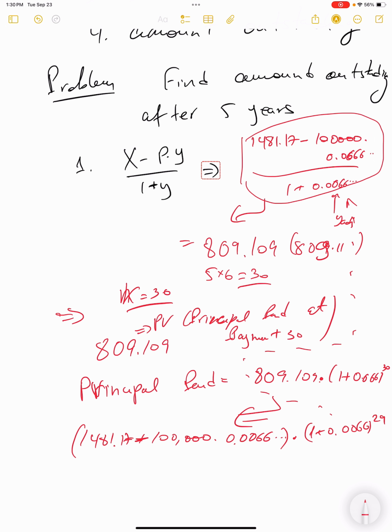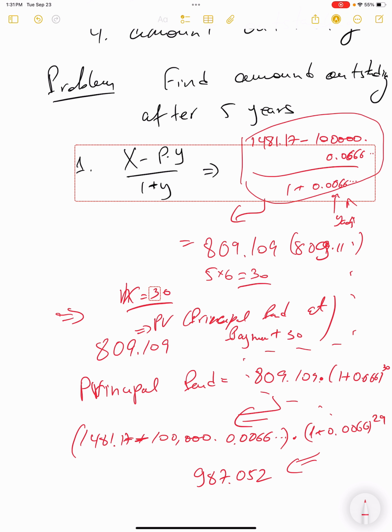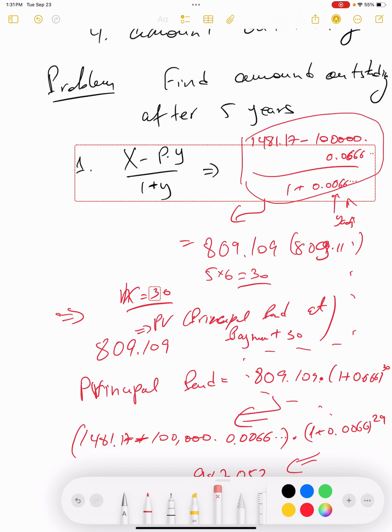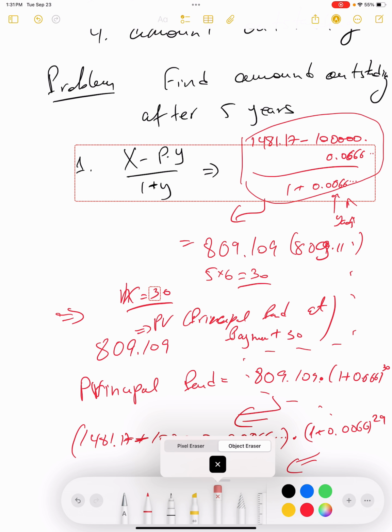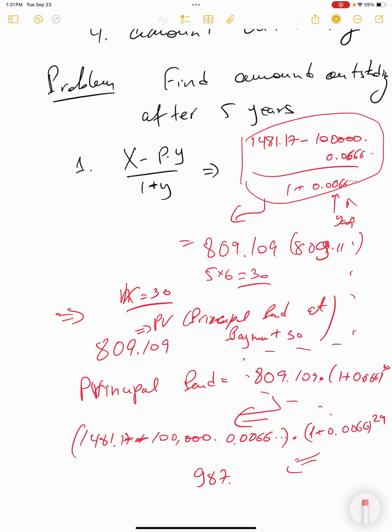So both are equal, and the principal paid that you are going to get at payment 30, right, is going to be 987.59. So when you do this calculation, you get 987.59. Okay? Just like we had. Sorry about that. Okay. So that's how you find it.